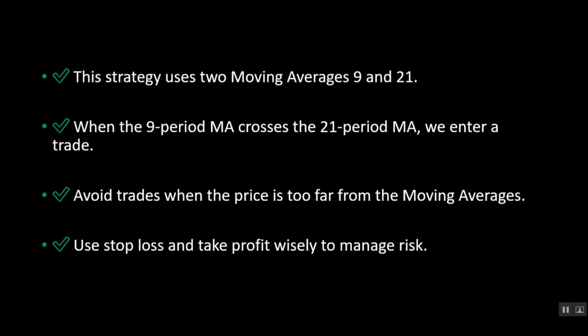Alright, let's summarize what we've learned today. This strategy uses two moving averages, 9 and 21. When the 9-period MA crosses the 21-period MA, we enter a trade. Avoid trades when the price is too far from the moving averages. Use stop loss and take profit wisely to manage risk. This is a simple yet highly effective strategy, but always backtest it on a demo account before using it with real money.